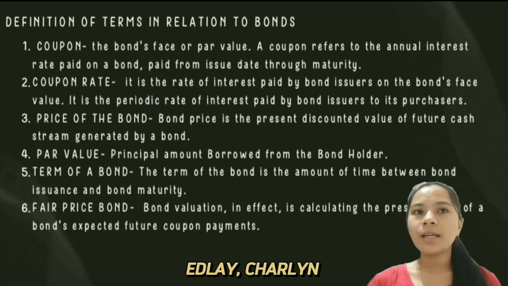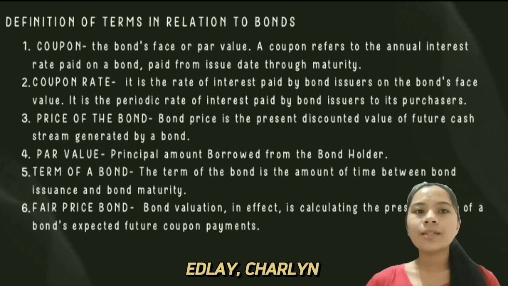The first one is bonds. Bonds is a debt instrument, a promise to pay back with interest. And the second one is the coupon. Coupon is the bond's face or par value. And the third one is coupon rate. It is the periodic rate of interest paid by bond issuers to its purchasers. And the fourth one is price of the bonds. Bond price is the present discounted value of future cash stream generated by a bond. And the fifth one is par value. Par value is the principal amount borrowed from the bondholder.